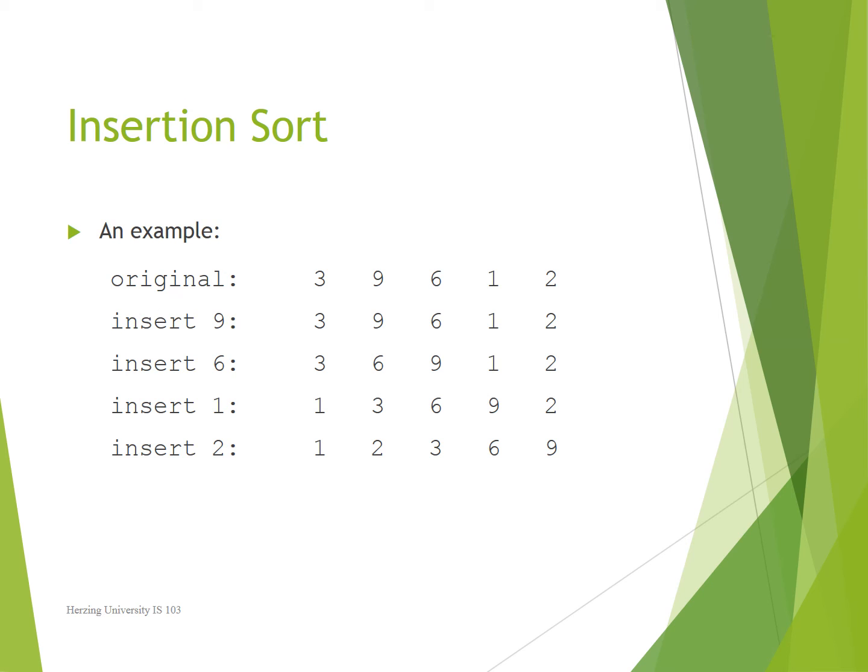Here's an example of that. Again, you have your original line of 3, 9, 6, 1, 2. You insert 9, 6, then 1 and 2. And when you get down to the final line, you have your 1, 2, 3, 6, and 9.